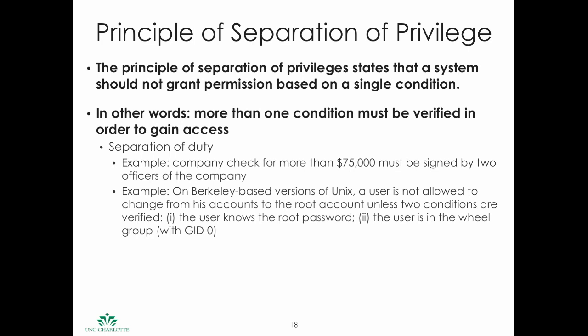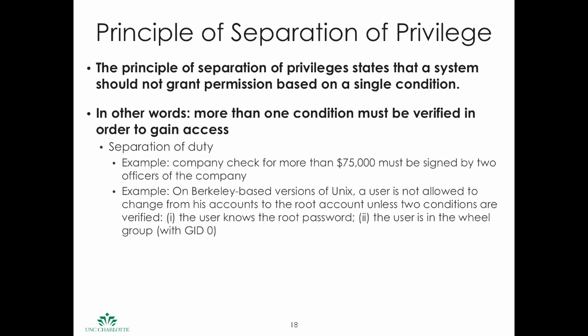Similarly, systems and programs granting access to resources should do so only when more than one condition is met. So this provides a fine-grained control over the resource as well as additional assurance that the access is authorized. For example, on Berkeley-based versions of the Unix operating system, users are not allowed to change from their accounts to the root account unless two conditions are met.